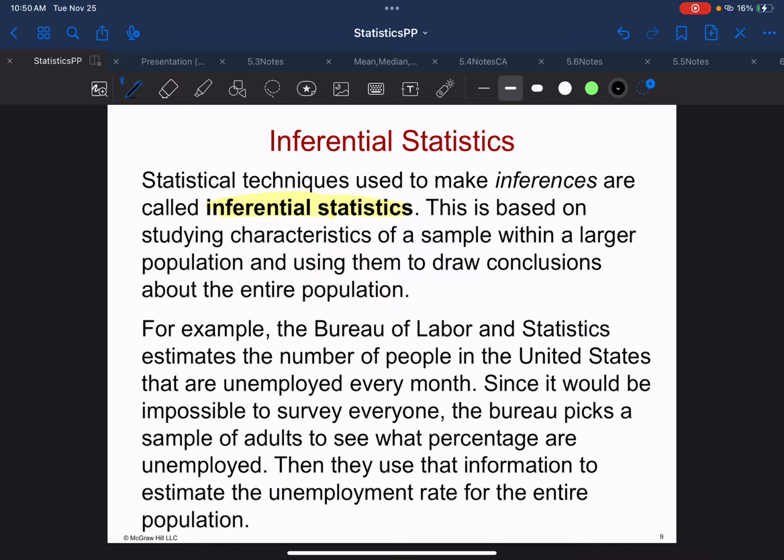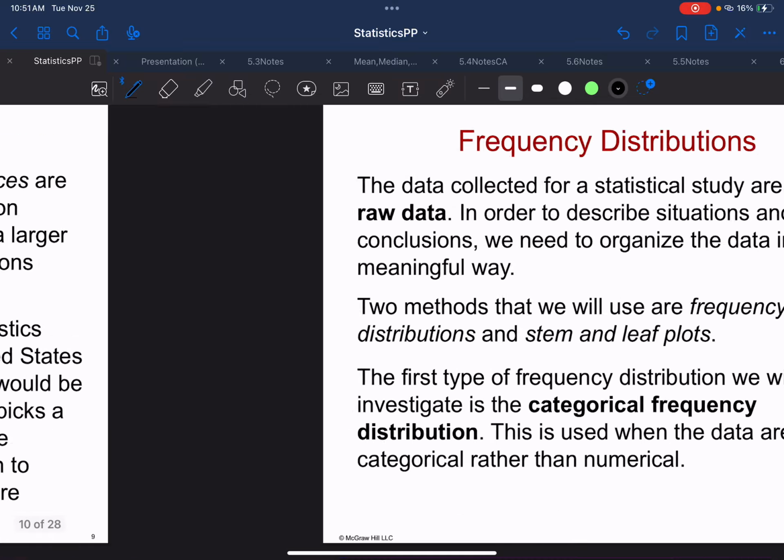For example, the Bureau of Labor Statistics estimates the number of people in the United States that are unemployed every month. Since it would be impossible to survey everyone, the Bureau picks a sample of adults to see what percentage are unemployed. Then they use that information to estimate the unemployment rate for the entire population. So they actually made an inference about the data.